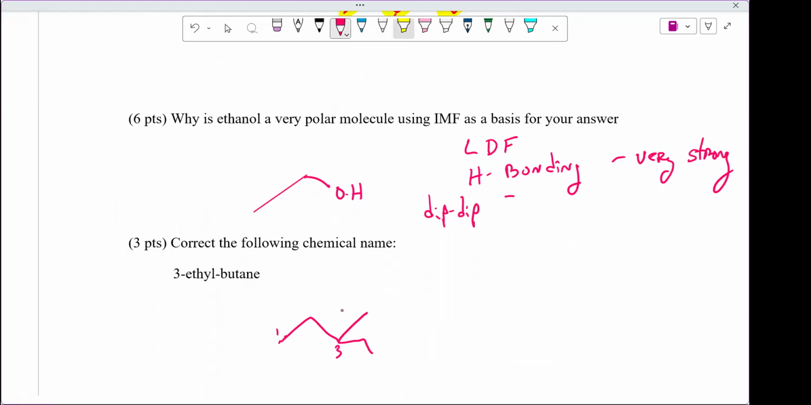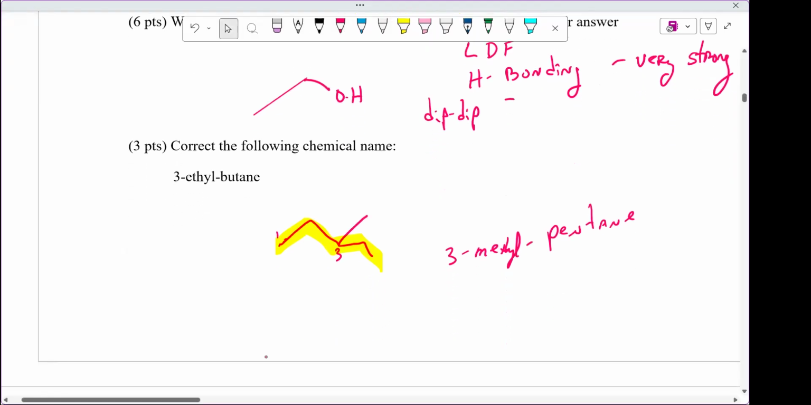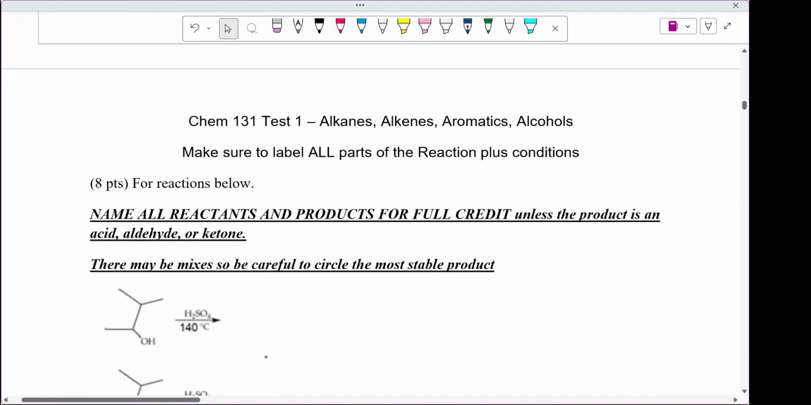Well, first thing, we do the backbone. So how long is the backbone? 1, 2, 3, 4, 5. So this should be labeled pentane and a branch at carbon number 3. So 3-methylpentane.